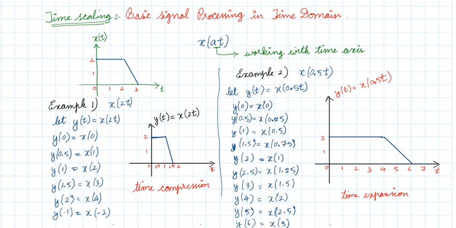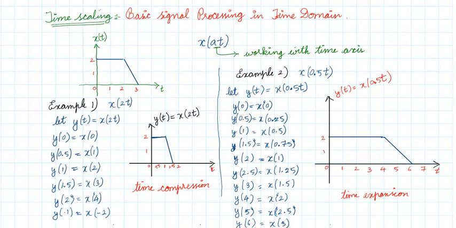We'll look at two examples. In the first case, we are putting a as 2. So we are going to find the signal x of 2t. X of t is given. Okay, let us start. We let y of t equal to x of 2t. We give the signal name as y of t, for different instants of time. First I'm taking t as 0. When I put t as 0, 2 into 0 is 0. Y of 0 equal to x of 0.